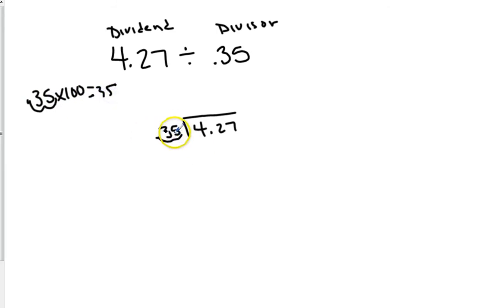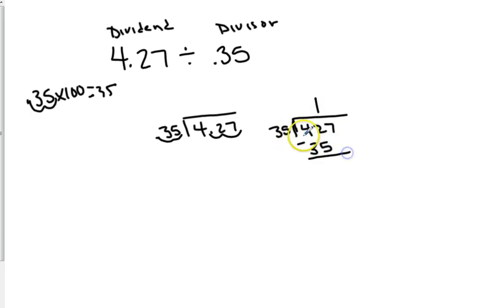If I multiply by 100 on the outside, I have to multiply by 100 on the inside, so I move this 2 places to the right. My new problem becomes 427 divided by 35. In this problem, I'd say, how many times is 35 going into 4? It doesn't. How many times is 35 going into 42? It goes in there once. 1 times 35 is 35.